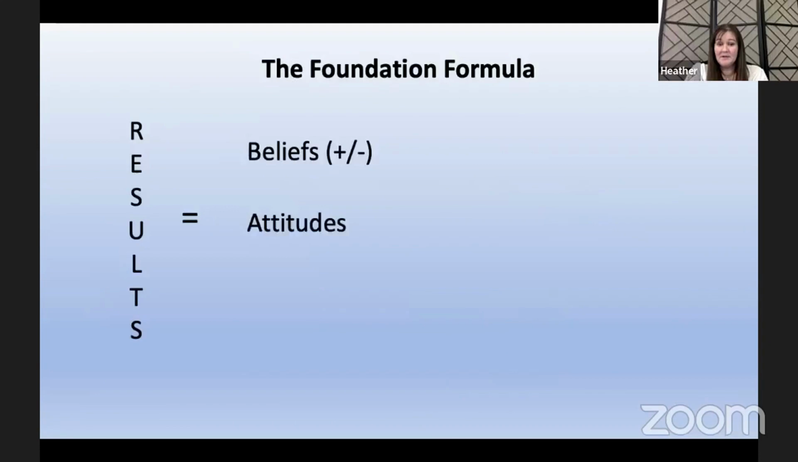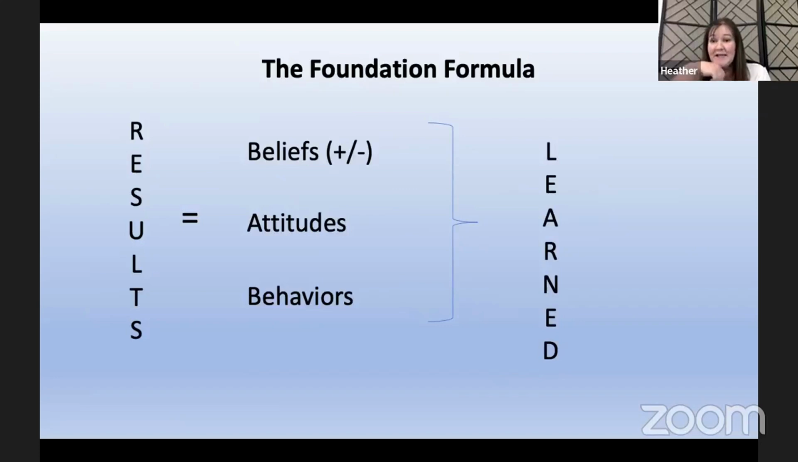So we know that our beliefs can be positive or negative, conscious or unconscious, supporting or limiting. They will create a positive or negative attitude based on what we experience. Then it will dictate our behaviors in that sense. So there's a little bit more to this that isn't in the workbook, which is that all of these things are learned. What I find interesting about it is this.